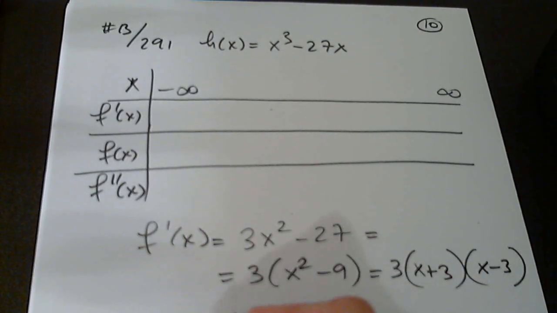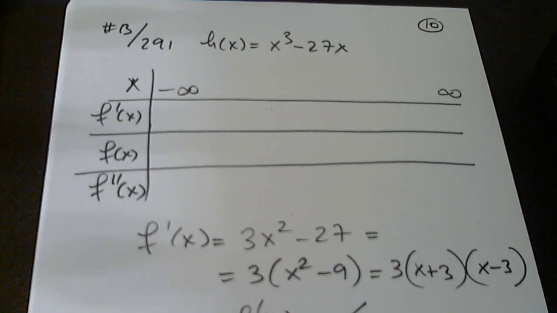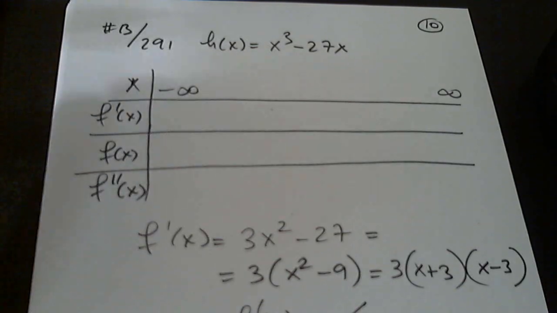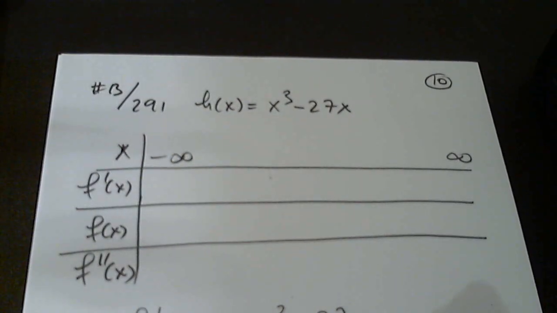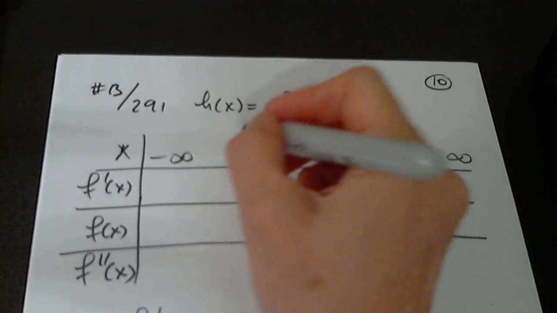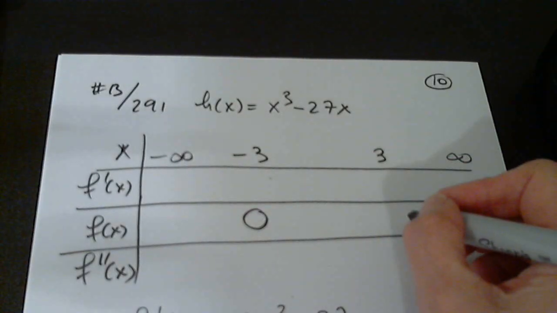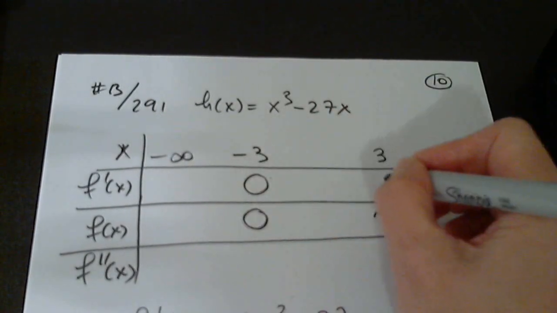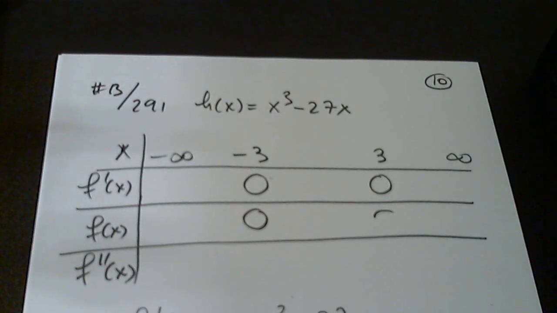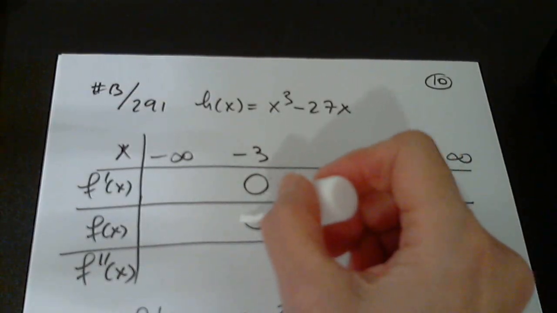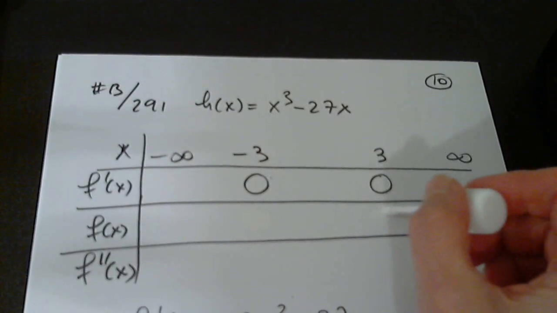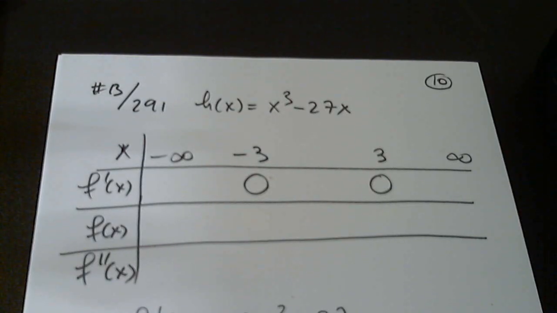Nothing is undefined, so f prime of x equals 0 has two solutions. I have to put them in the table. And what are they? 3 and negative 3. Thank you very much. In the correct order, be very careful. 0 for the derivative, and now we have to determine the function values at those points. I was just getting ready to say, careful where you put it, and I jumped ahead. I didn't even listen to my own advice.